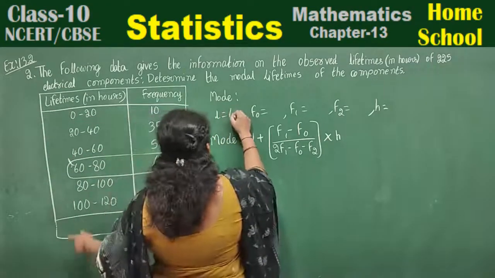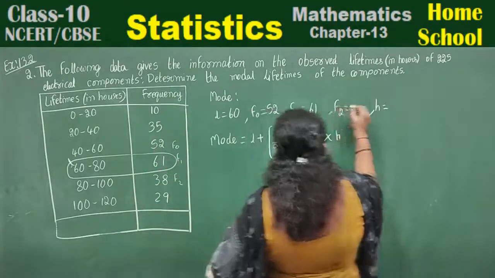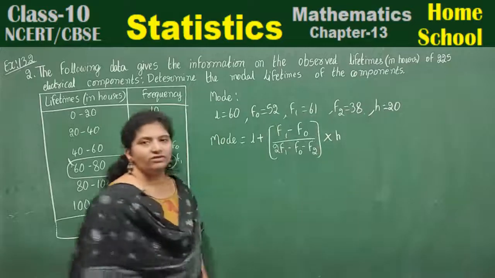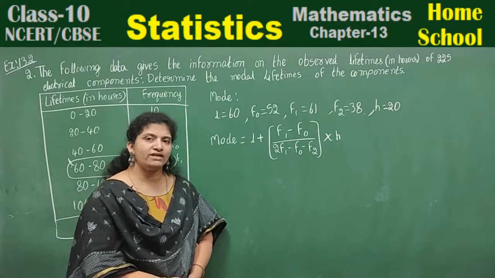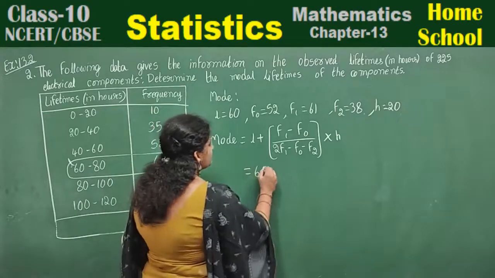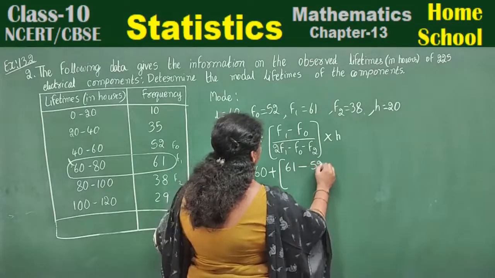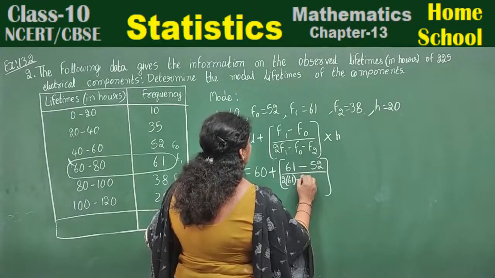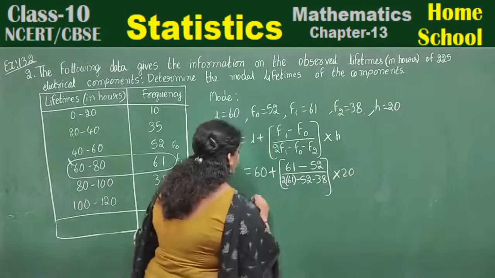And 60 is the lower limit. Apply here. Lower limit is 60, F0 is 52, F1 is 61, F2 is 38, H is equal to 20. We know the mode formula. What is that? L plus (F1 minus F0) by (2F1 minus F0 minus F2) into H. Substitute here: 60 plus (61 minus 52) by (2 into 61 minus 52 minus 38) into 20.